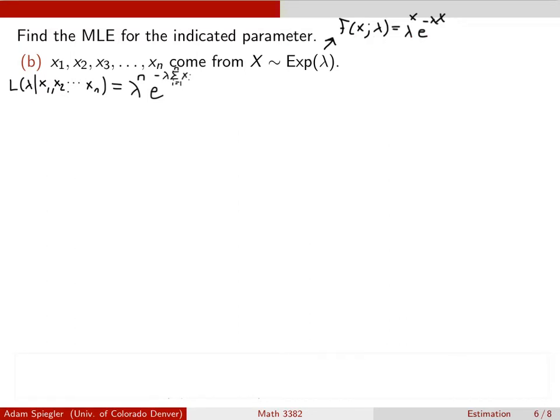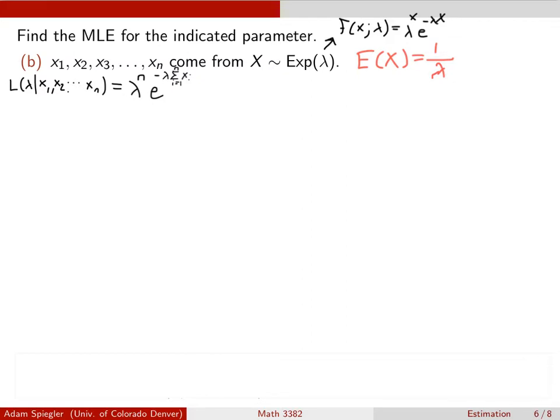And it's worth noting here, what's the significance of this lambda? If we take the expected value of this exponential distribution, the expected value of x is equal to 1 over lambda. So lambda is actually the reciprocal of the mean, the expected value.